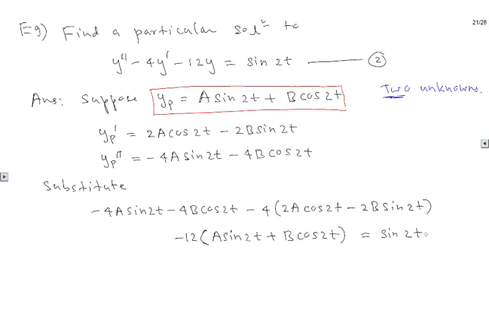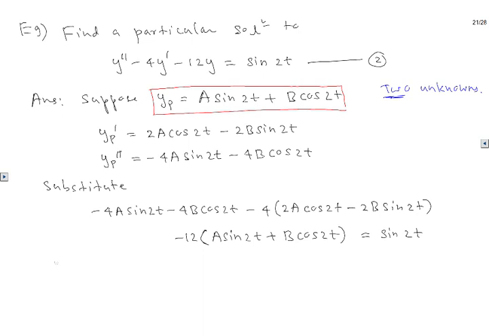Now this should be satisfied. Your goal is to find a and b so that this equation is satisfied. What we normally do is equate the coefficients of linearly independent terms. So what are the linearly independent terms? Sine and cosine are linearly independent, that we know. So we're going to equate the coefficients of sine and cosine separately.